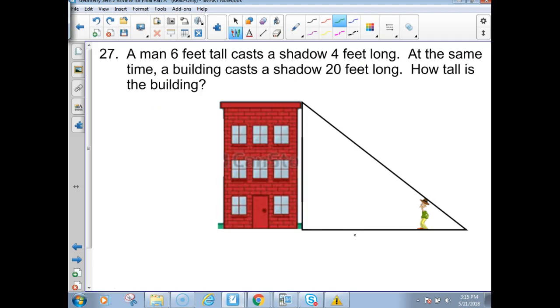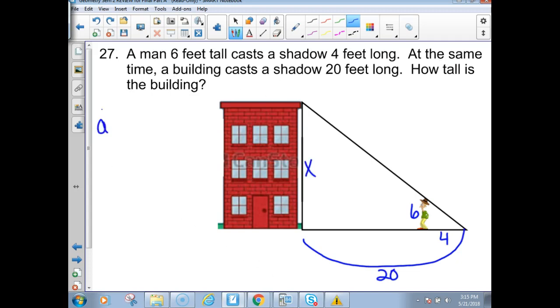A man 6 feet tall. Oh, this guy's 6 feet tall, all right. Cast a shadow 4 feet long. That would be on the ground. At the same time, a building casts a shadow 20 feet long. That's all the way from here. How tall is the building?